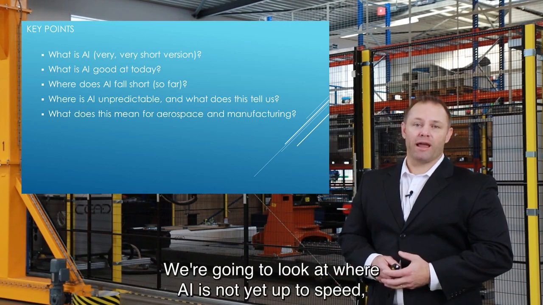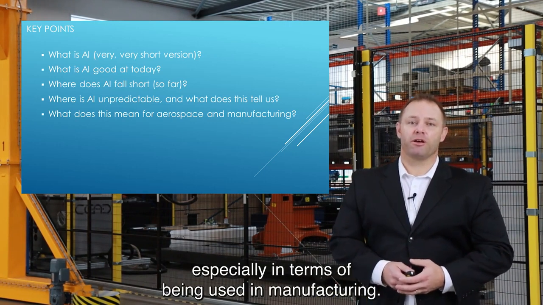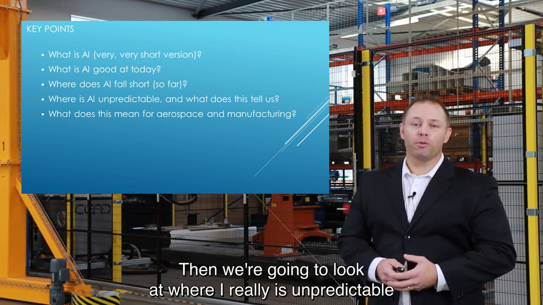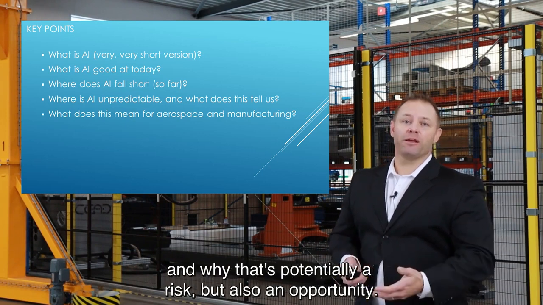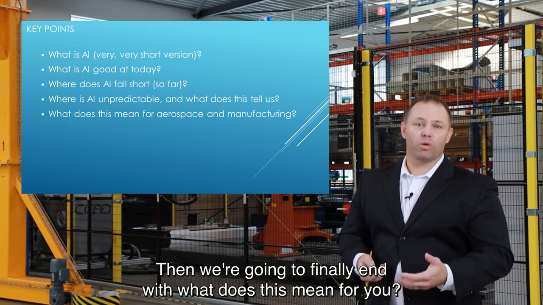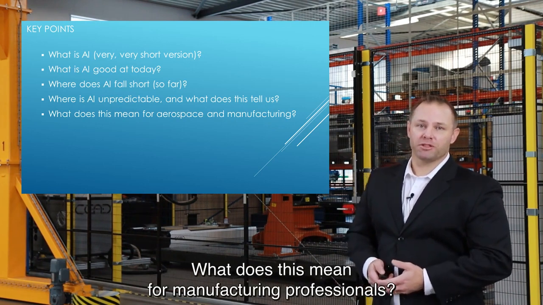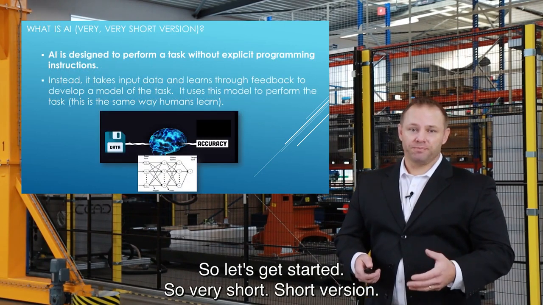We're going to look at where AI is not yet up to speed, especially in terms of being used in manufacturing. Then we're going to look at where AI really is unpredictable and why that's potentially a risk, but also an opportunity. Then we're going to finally end with, what does this mean for you? What does this mean for manufacturing professionals? So let's get started.